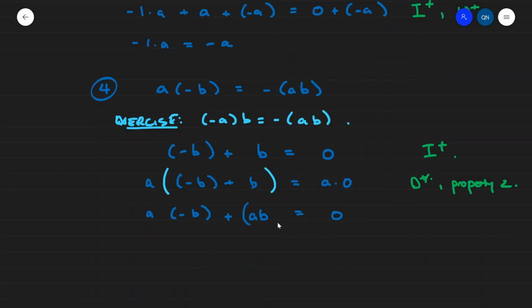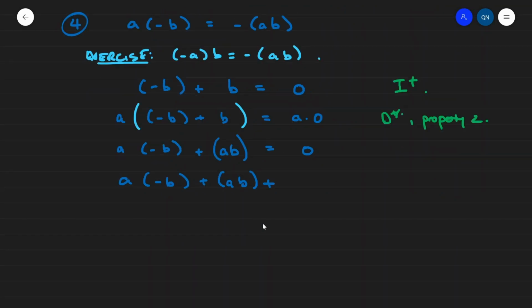Okay, and here I'm going to treat ab as just an element by itself, and I'm going to bring it over to the other side. So what's the additive inverse of ab? It's negative of ab, because here I'm treating ab as just one single element, and maybe I'll put parentheses around it to be extra clear.